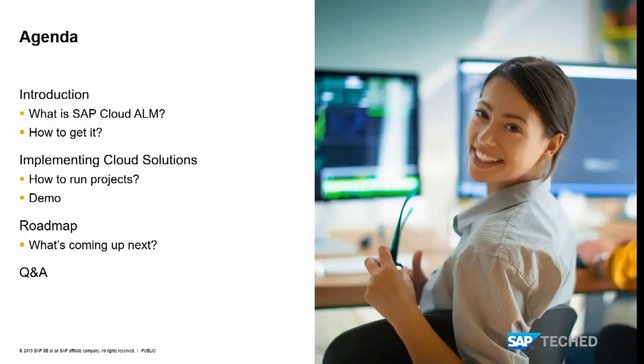In the next 1 hour, we will talk about an introduction of SAP Cloud ALM. So what is SAP Cloud ALM and how can you get it? Then we will take a look into cloud implementations itself. What are best practices? How do we run cloud projects? I will also give you a demo of the currently available functionalities of SAP Cloud ALM. We will also give an outlook on what will be available shortly and also in the long term. And we will also have time for questions and answers at the end of this session.